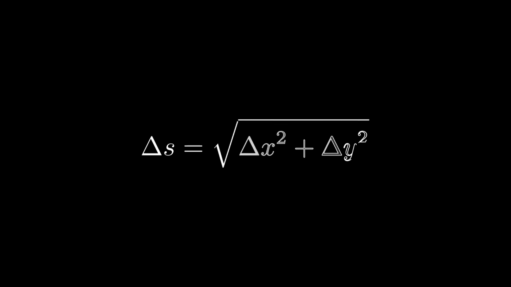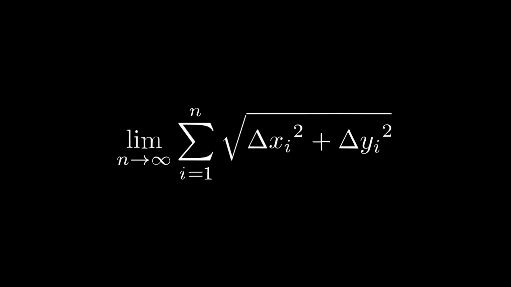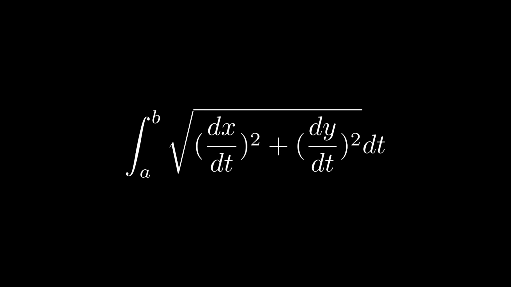Now, delta s is the square root of delta x squared plus delta y squared. Essentially, to calculate the arc length, we need to sum up all these hypotenuses. So let's do that. Now that we have a sum, we want to make our changes as small as possible. So let's do that as n approaches infinity. This is the resulting sum. We can multiply and divide by delta t to get this sum. This is essentially an integral, which looks like this.